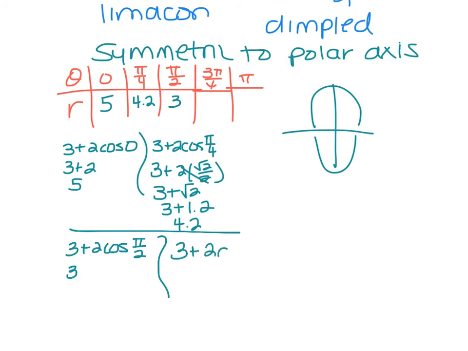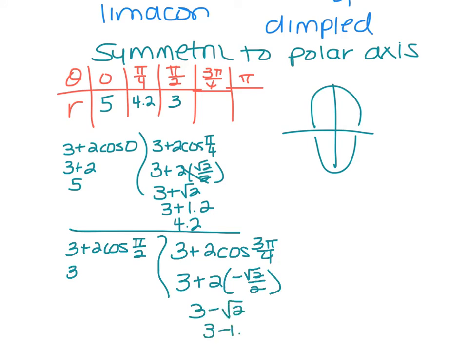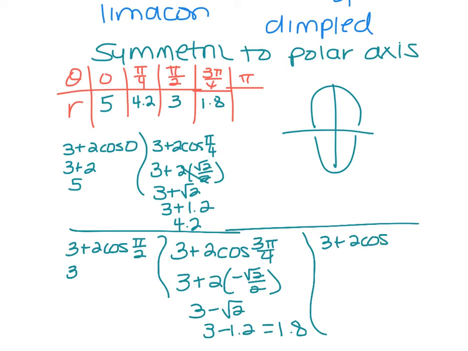3 plus 2 cosine 3 pi over 4. So I know it's a root 2 over 2, but this time it's negative. So 3 minus root 2, which is 1.8. I feel like this is the same example we did at the beginning. My brain can only give you so many examples off the top of my head. 3 plus 2 cosine at pi. Cosine at pi is negative 1. 3 minus 2, which is 1.